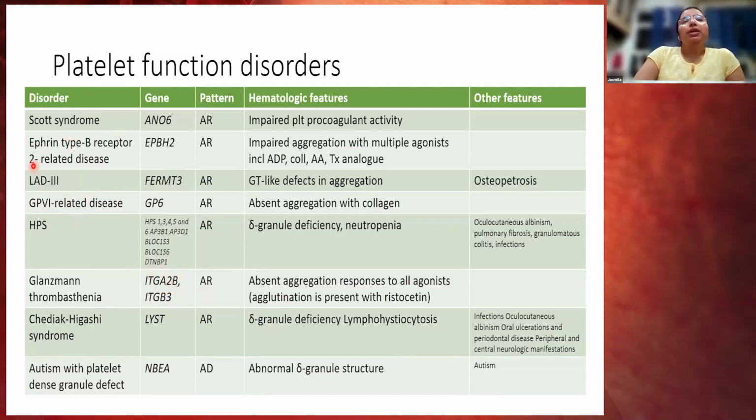The other disorders here are LAD type 3, and the gene is FERMT3, which codes for the kindlin protein. Interestingly, it gives defects like Glanzmann's. So the classical defects that we remember are absent aggregation in response to all agonists. In addition, we have a disorder here which is very interesting, which is the Scott syndrome. It is encoded by the gene ANO6. It is a defect in the scramblase. So the procoagulant activity, which is determined by the phosphatidylserine being exposed on the outer leaflet, does not happen in this scenario.